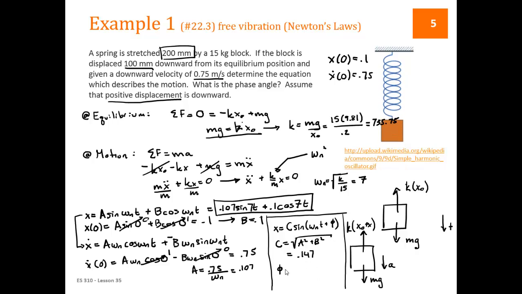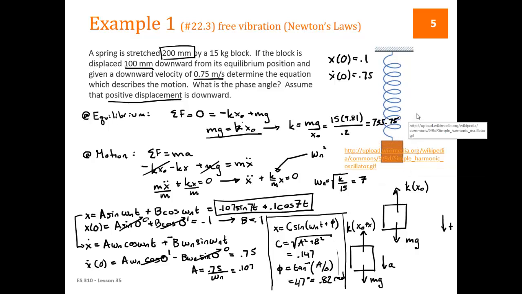And phi is equal to the inverse tangent of a over b. Plug that into the calculator and we get 47 degrees, or 0.82 radians. And those plugged in there then also give us an equivalent version of this expression. But either one of these is the motion of that box bouncing on the spring. Now, one thing I really want to point out, remember how we canceled these out?